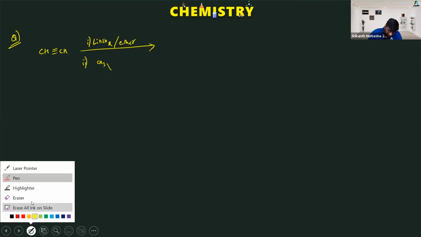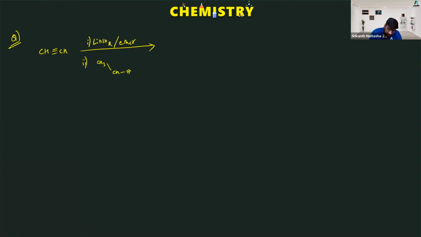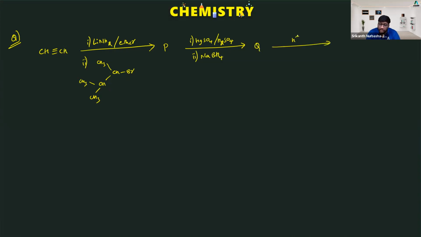CH3 CHBr, CH3 taken twice, CH3 gives your product P. Product P reacts with HgSO4 in the presence of H2SO4, followed by NaBH4, gives product Q. H plus upon heating gives R. Find the major product R.